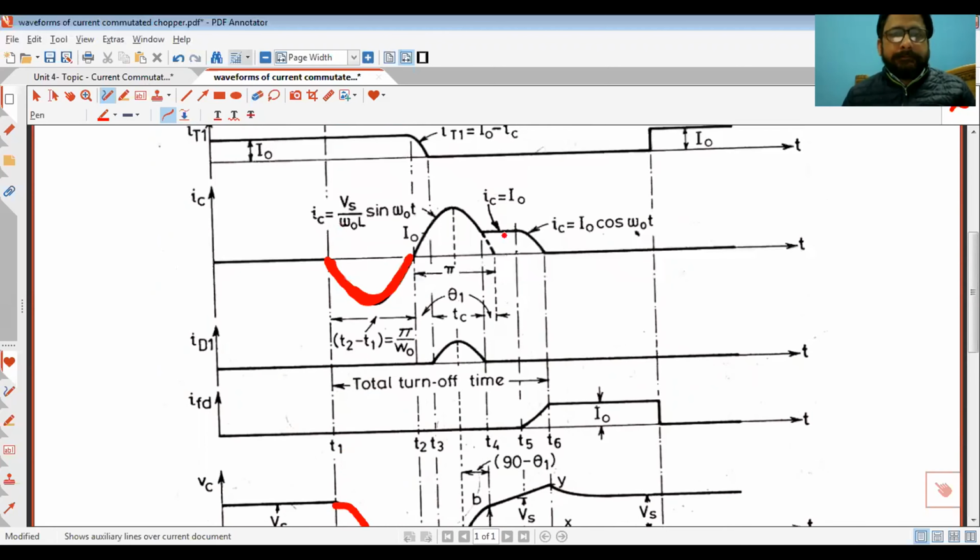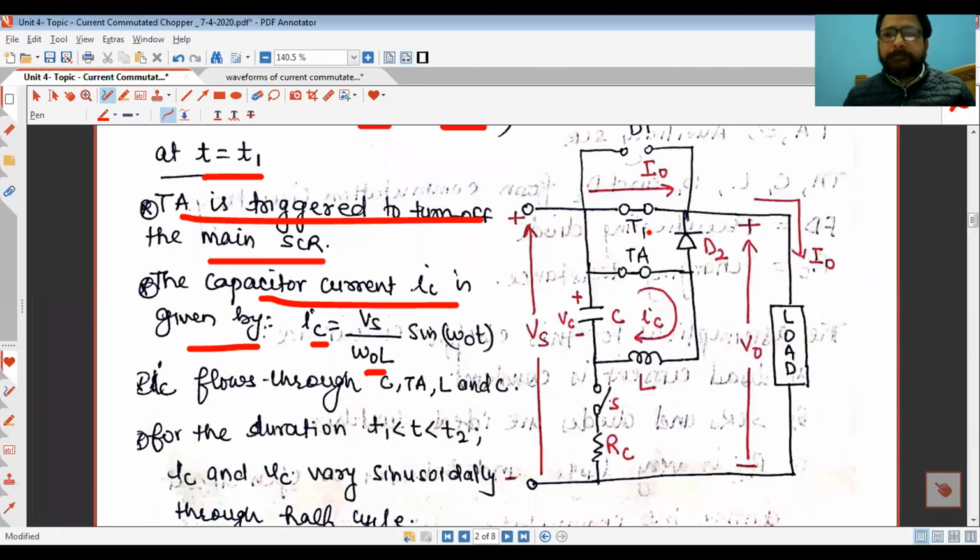So now you can see what will happen. You have turned on the auxiliary SCR, right? Now, as soon as you trigger the auxiliary SCR, the capacitor which is charged with upper plate positive and lower plate negative will start releasing or discharging through TA and L. The capacitor current will flow in this way.